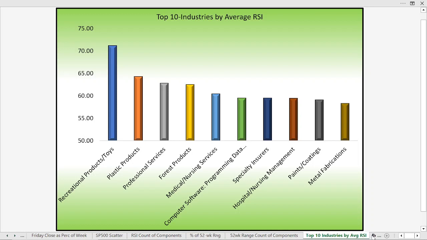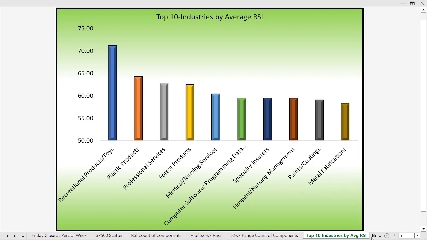These are the top 10 industries shown by the S&P 500. It's a very mixed story. Recreational products, plastic products, professional services, forest products, no clear trend. When there is a strong trend, we may expect to see the technology sectors lead the market higher, or a specific theme, so to speak.